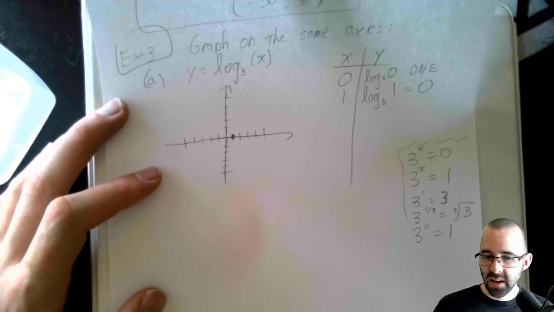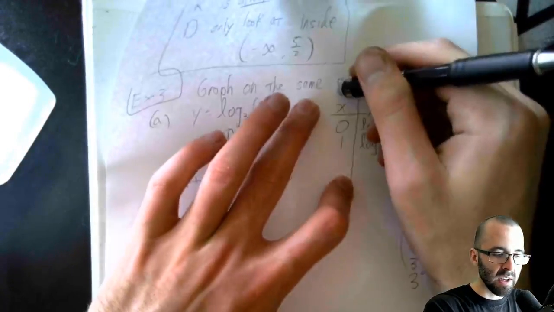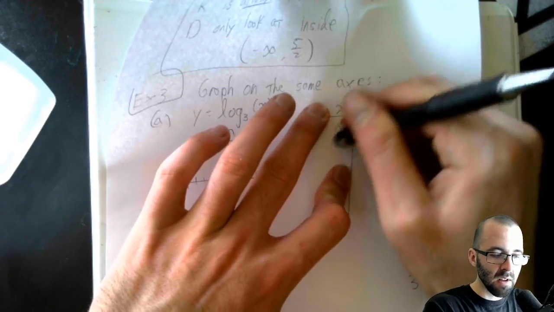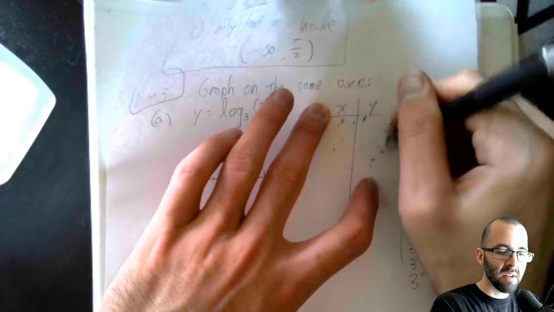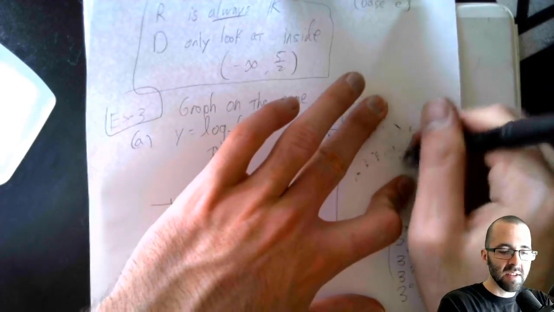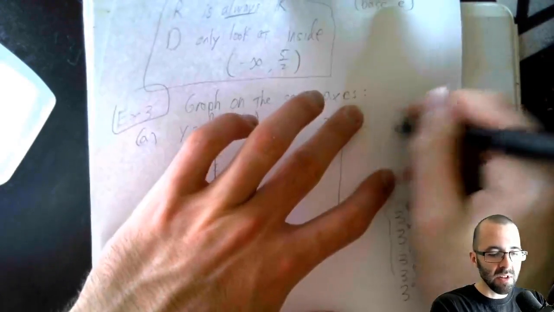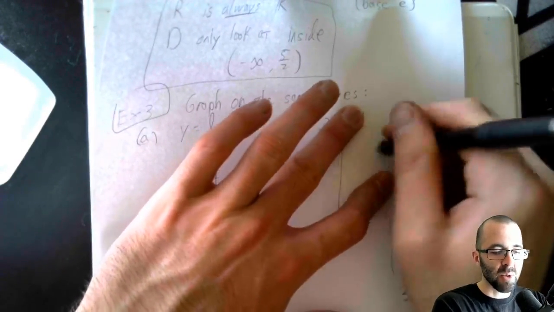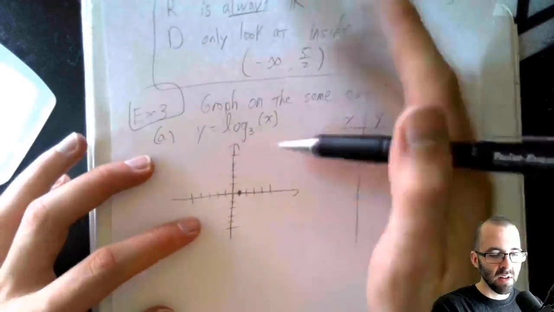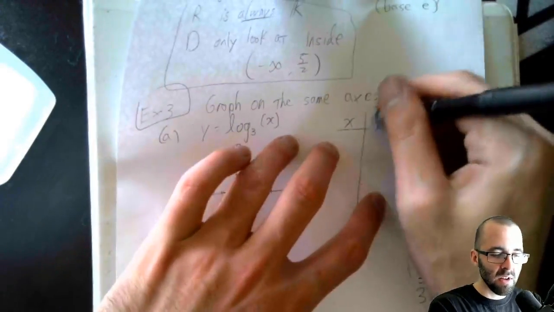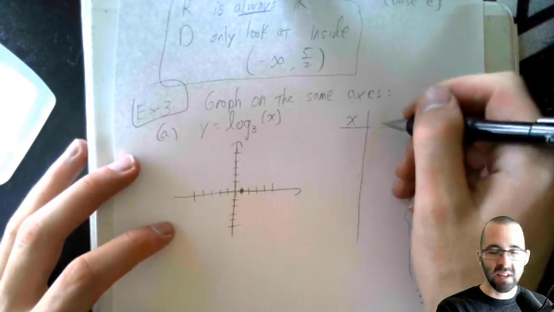Let's do this a different way. Let's see if this different way makes more sense to you. Watch this. If you're good with logarithms, you can do it this way. But if you're still learning logarithms, like I imagine pretty much everyone is right now, what if we just looked at the points on the inverse function?